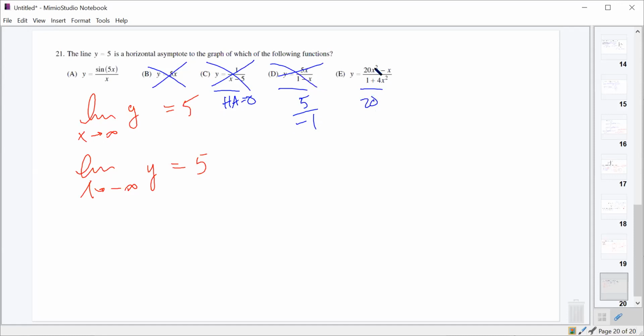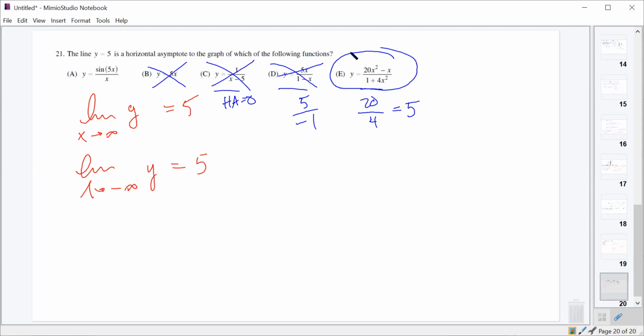This one is, again, degree of numerator and degree of denominator are the same, so we'll divide the coefficients. That one comes out to be 5. So that tells us that since this is a rational function, both of these things actually happen to be true. It has a horizontal asymptote of y equals 5 to the right and a horizontal asymptote of y equals 5 to the left. So it should be choice E.